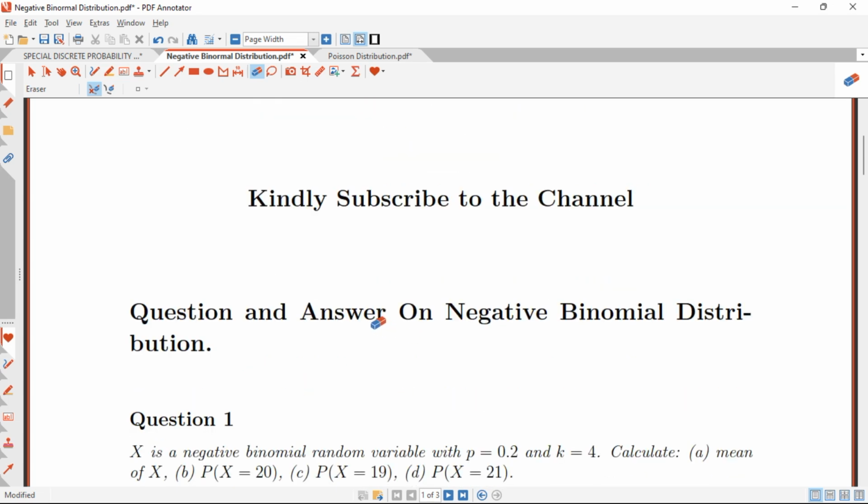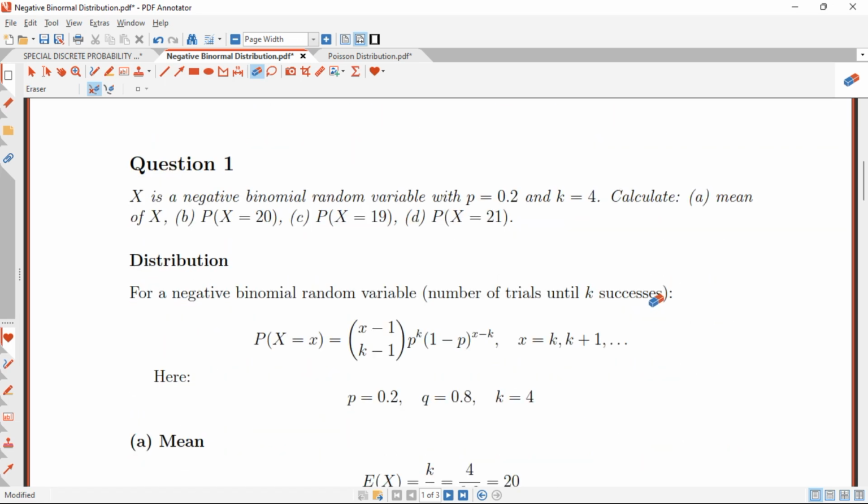Today we are going to continue our discussion on questions and answers on negative binomial distribution. So let's dive into the questions. Question 1 says, X is a negative binomial random variable with p equal to 0.2 and k equal to 4. Calculate the mean.